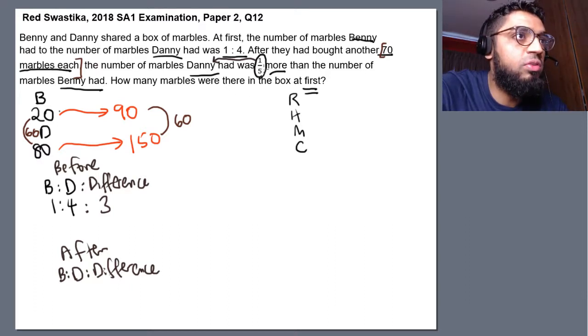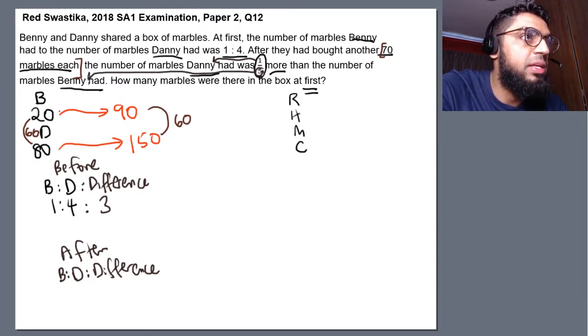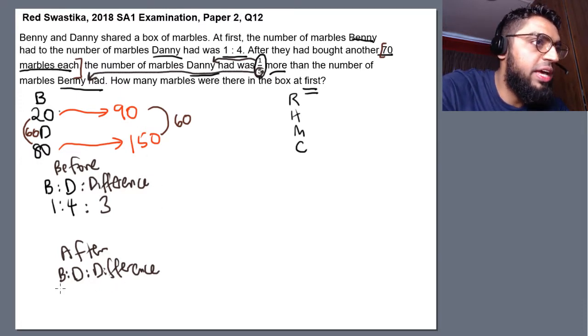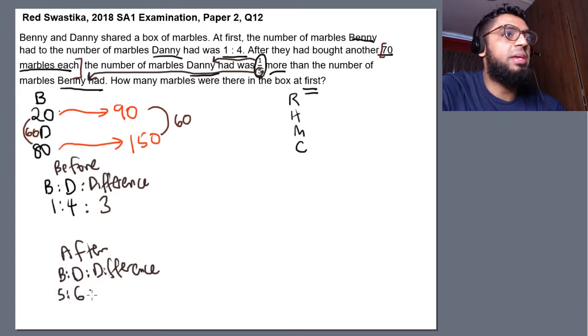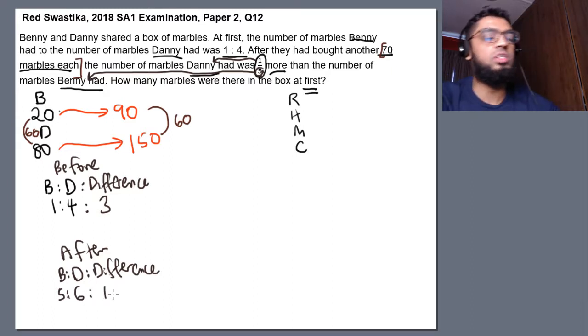Additionally, the 5 units here will belong to Benny. Okay, so Benny for sure, he has 5 units. And in addition to that, Danny will have 1 extra unit, which is 6 units then. Which makes the difference to be 1 unit, 6 minus 5.